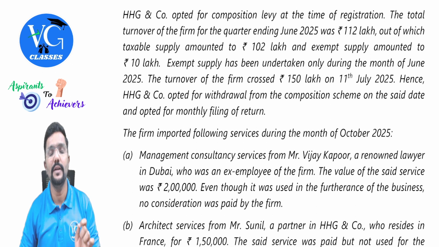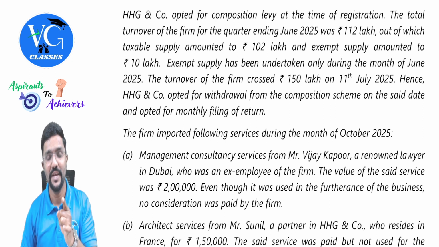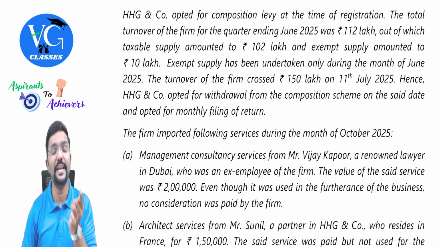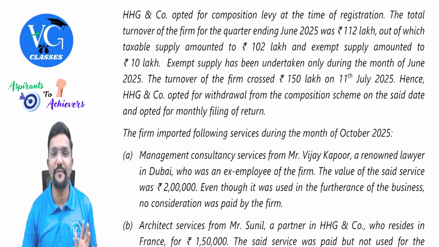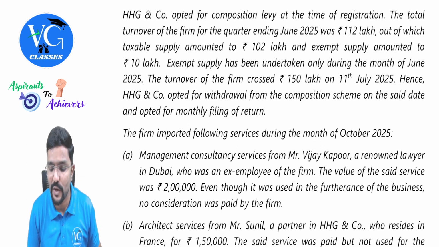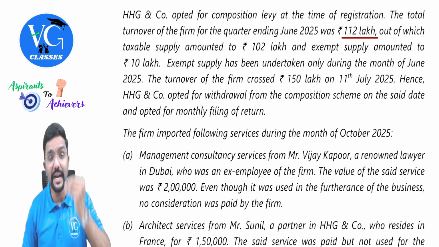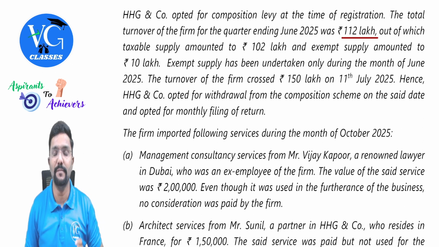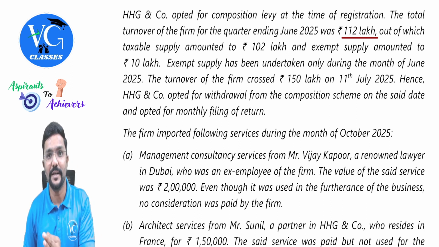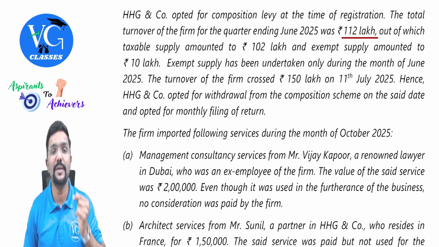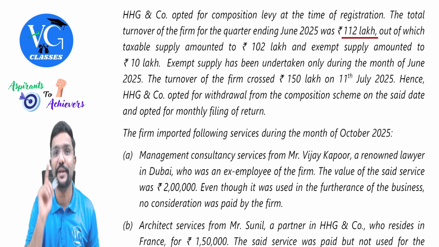And please be careful. A manufacturer needs to pay tax under the composition scheme on total turnover. If he was a trader, then he would have paid on taxable turnover. But here the firm is a manufacturer, so they have to pay tax on 112 lakh. But as they have got straight away registration under the composition scheme, they will get the benefit of Explanation 2 to Section 10, where whatever is the threshold limit applicable for registration, we need to reduce it.